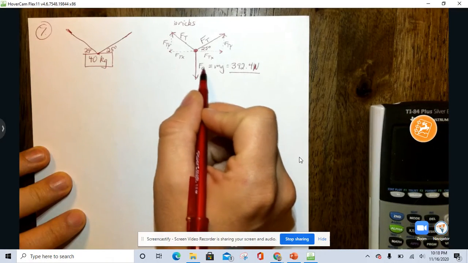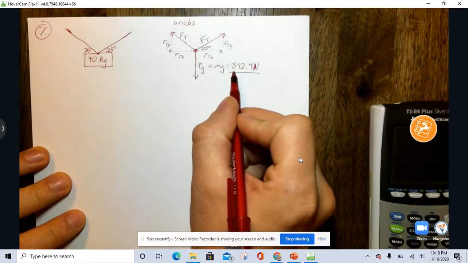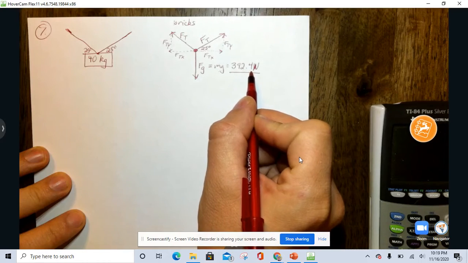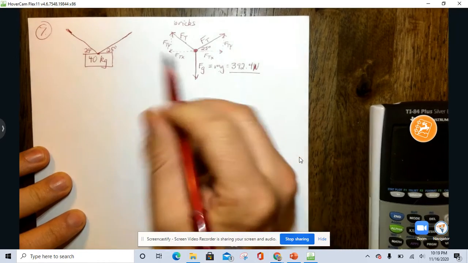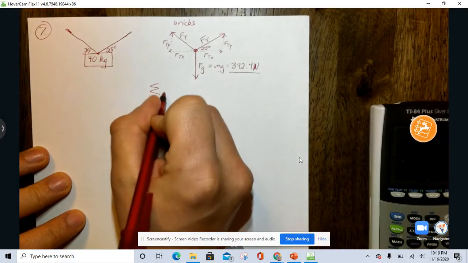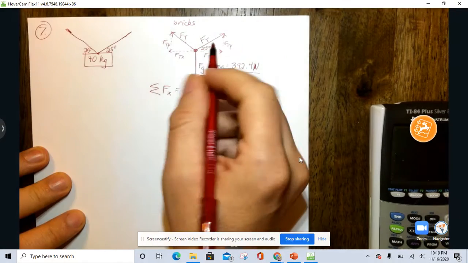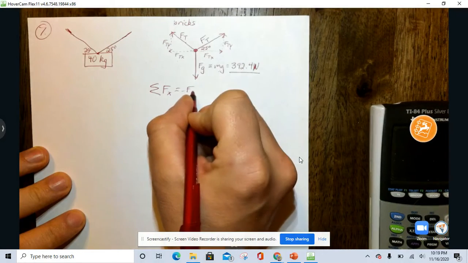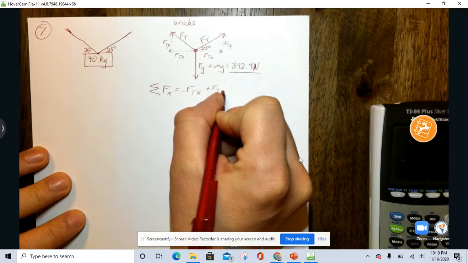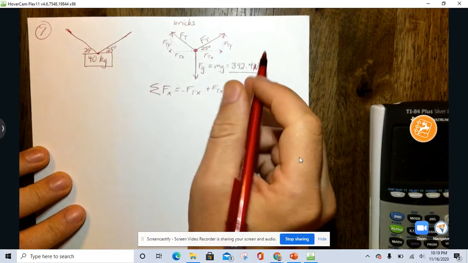Since we know the y direction, we're going to use the y direction. We also know that we've got the force of gravity on here, which is equal to mass times gravity, and that's going to be 392.4 because the mass is, again, 40 kilograms. But we can write our net force equations. Really, this one's not going to be super useful. It's just going to be negative FTX plus FTX equals 0.